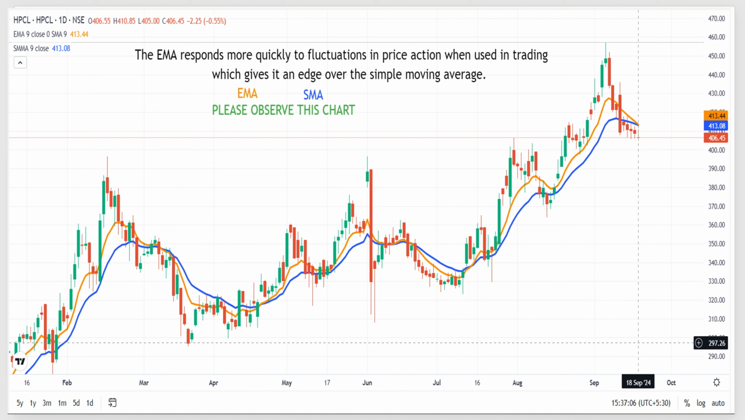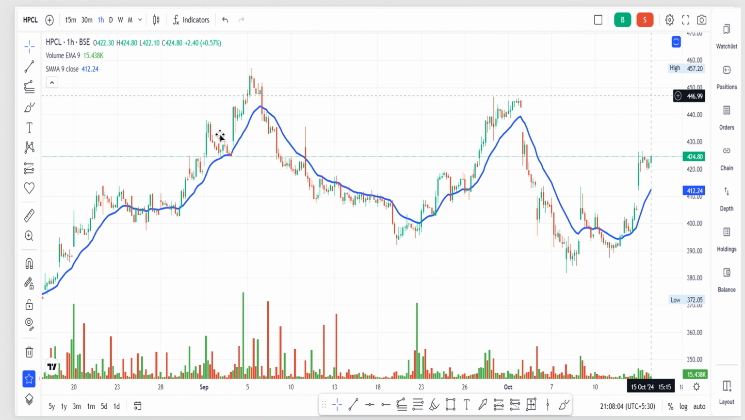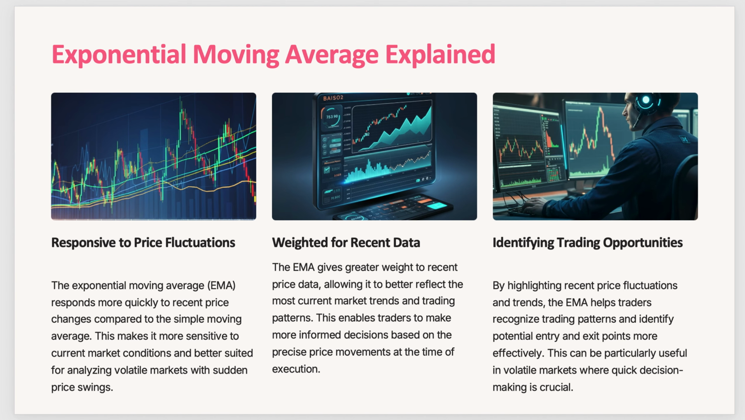EMA is orange. We will go to that part later. If you see here, this is EMA 9, volume-wise. I'm sorry, SMA. I'm just showing this SMA part so you will understand how it is going to come in the next slides. Exponential moving average explains response to fluctuations, weighting for recent data and identifying trade opportunities.